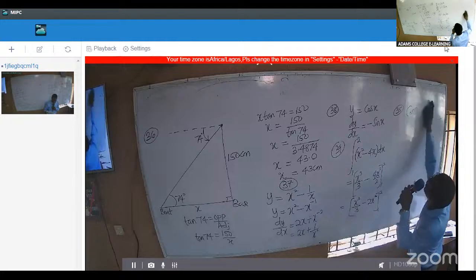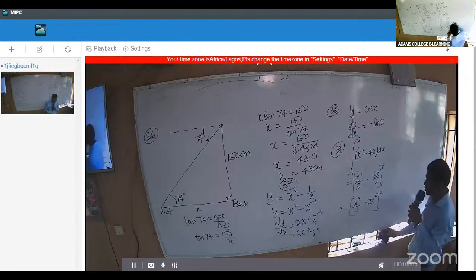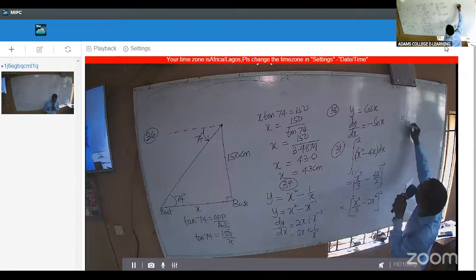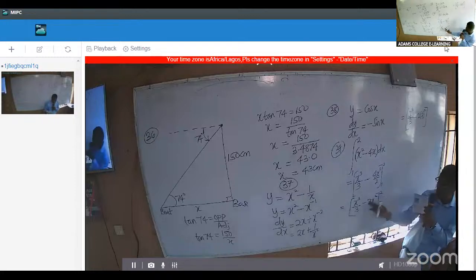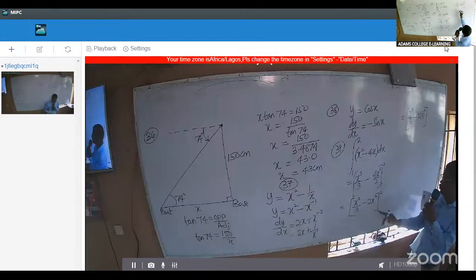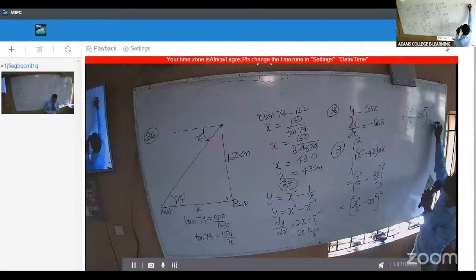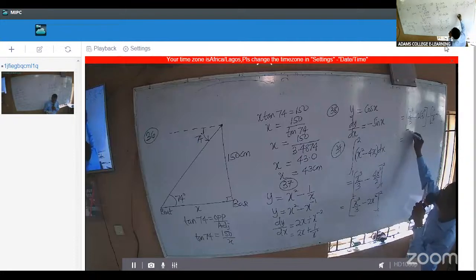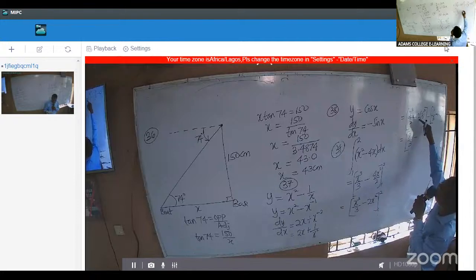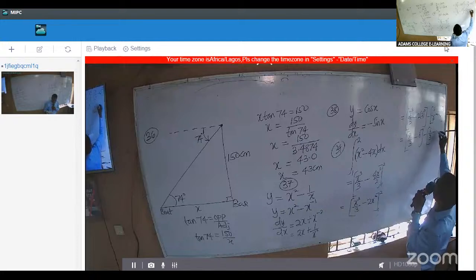Anywhere I see my s, I'll put what, class? 2. That will be 2 raised to power 3 over 3 minus 2 into 2 squared. When you are through with that, you first put 2 inside. You now put 1 later. You now put minus 1 raised to power 3 over 3 minus 2 into 1 squared. What is 2 raised to power 3 over 3? What is 2 squared? 4 times 2. Minus 1 over 3 minus 2.